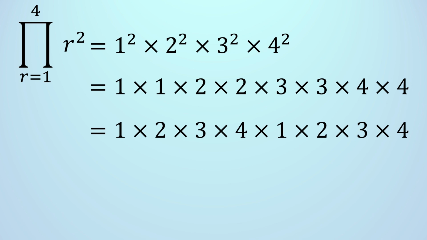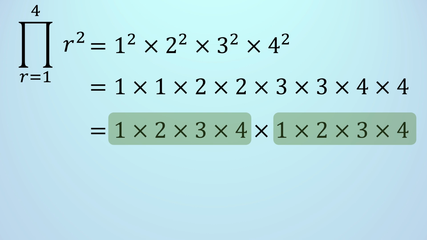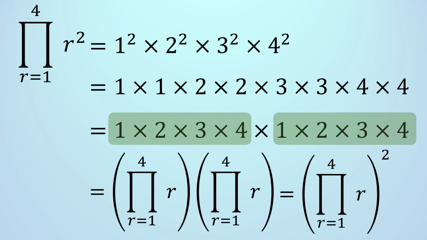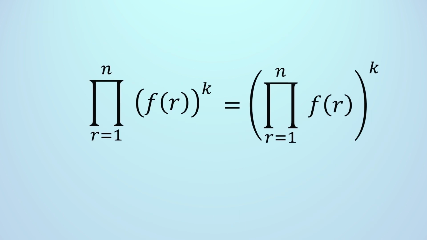And the reason we might want to do that is now we've got 1 times 2 times 3 times 4 appearing in two places, which is individually the product of r from the first term to the fourth term, meaning we've just got that product all squared. Which leads us to realize that actually, when it comes to powers being applied to a function and then finding the product of that function, we can just apply the power after doing the product rather than the other way around.